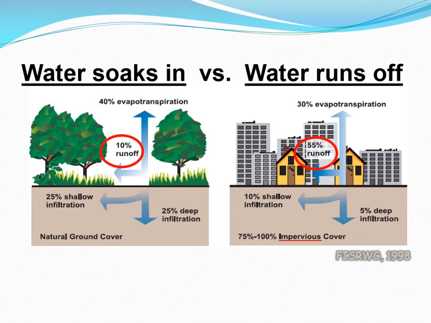Here's just one more illustration of how water can soak into the ground versus running off on an impervious surface. In a natural state like a grassland or a forest, you might get half the water soaking in, the other half being evapotranspirated by the plants, versus in a city setting, you get quite a bit of runoff and much less infiltration because of all the impervious cover.